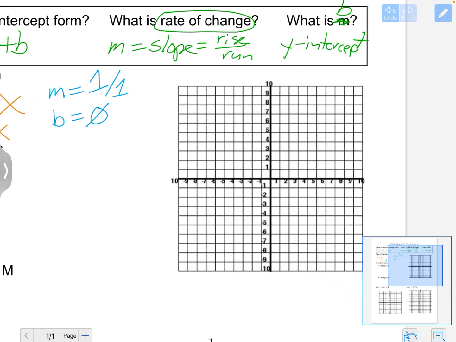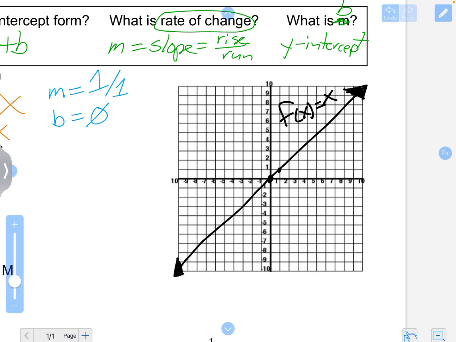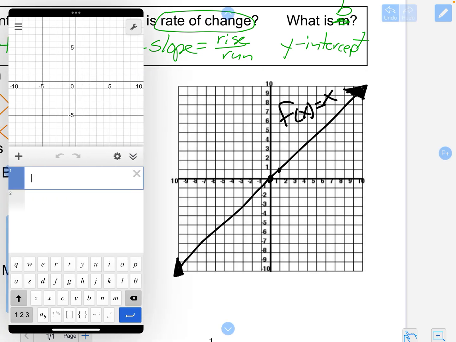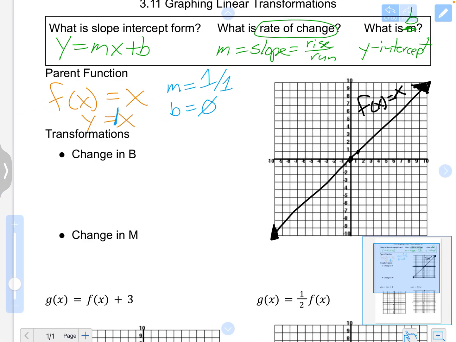If I were to graph my parent function, its y-intercept would be 0. I would go up 1, to the right 1, and then we would simply follow that pattern all the way. So this right here is what our parent function looks like, or f of x equals x. If we use our Desmos calculator, we can type in f parentheses x parentheses equals x, and we'll see that the line looks exactly like our line. Anytime we talk about transformations, we're always going to be comparing them to the parent function, so I'm going to keep going back to that Desmos.